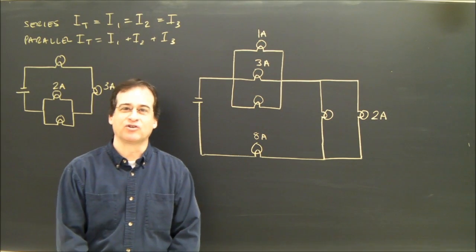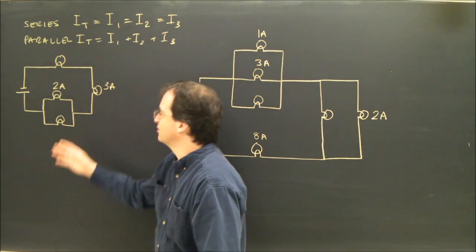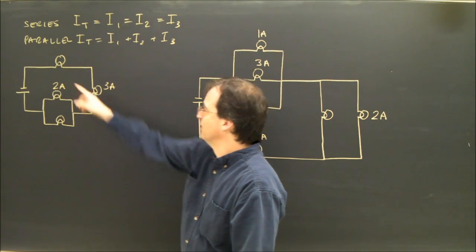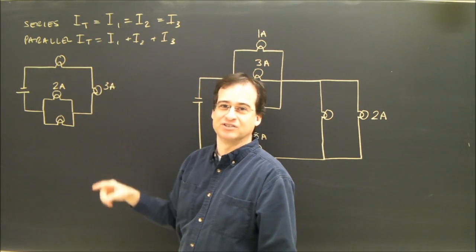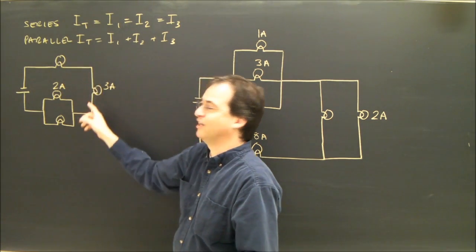We're going to talk about current in series and parallel circuits. So the first thing, let's look at this circuit. This circuit here is a combination of series and parallel. These two bulbs are in series. Series means one after the other without a choice. There's no breaks in this anywhere.